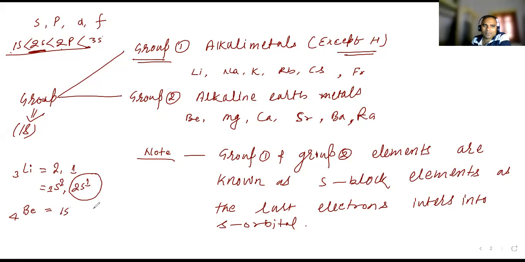1s2 and then 2s2. Thank you very much. So you see, the last electron is entering into which one? S orbital. So lithium is the first member, beryllium is also the first member, meaning the others are going to enter into the same. So can we say they are the S block elements? Yes. The last electron enters the S orbital, so they are known as S block elements.